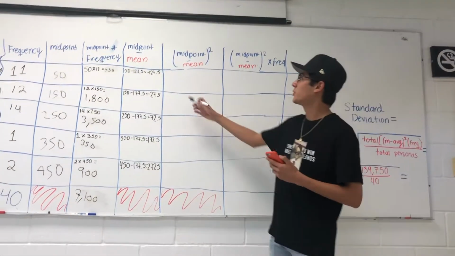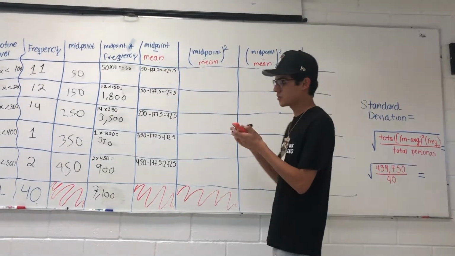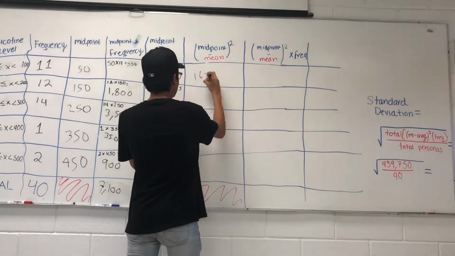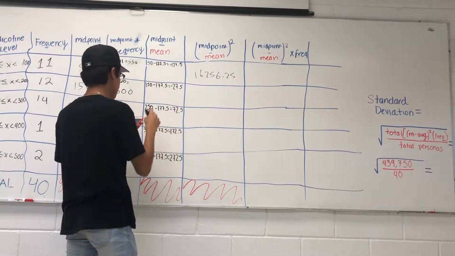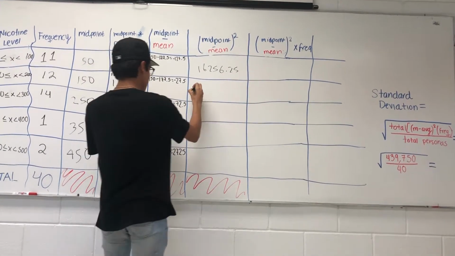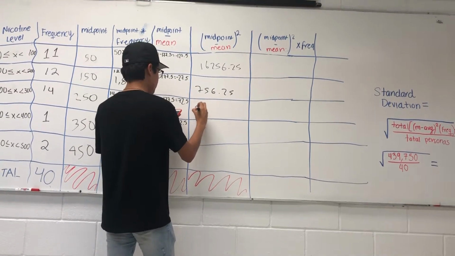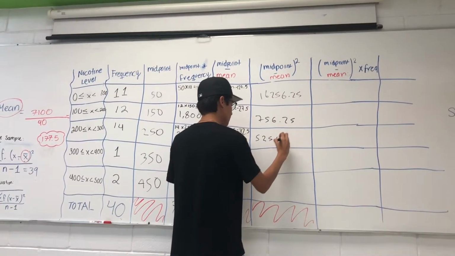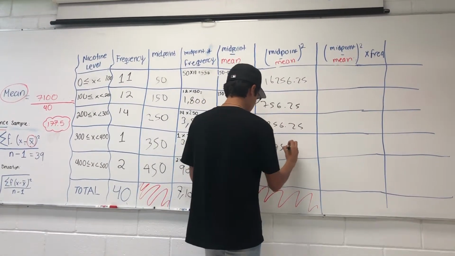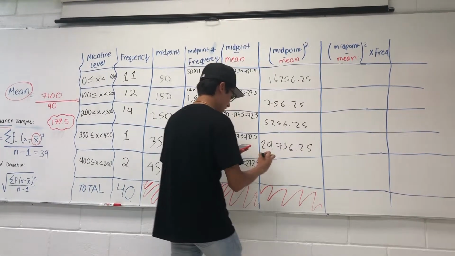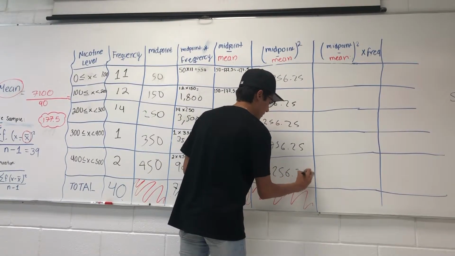Now that we have the answers for the midpoint minus the mean, we will take them to the square. The first one is 16,256.25, and then 27.5 squared will be 756.25, and the next one 5,256.25, then 29,756.25, and the last one will be 74,256.25.